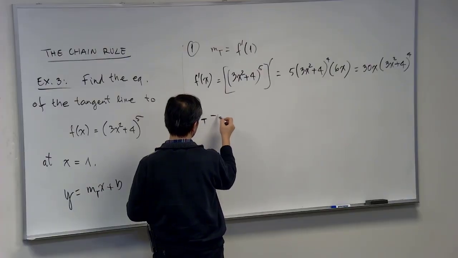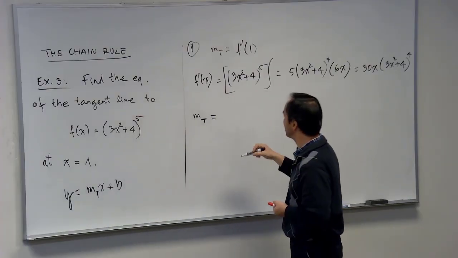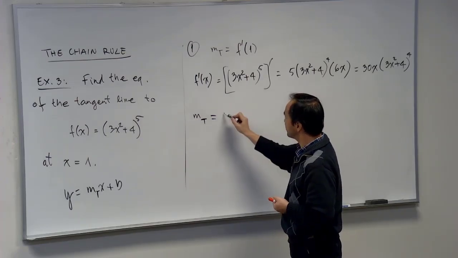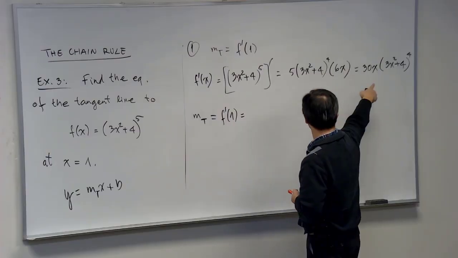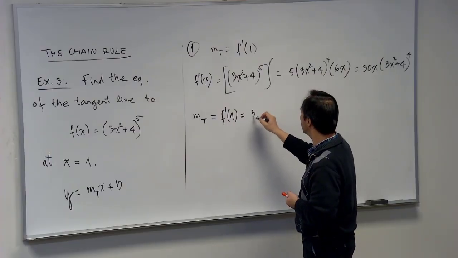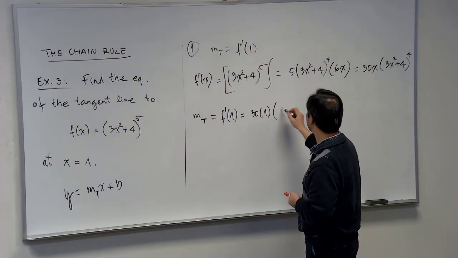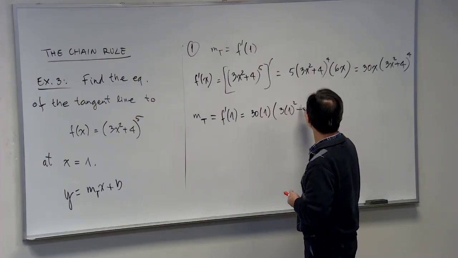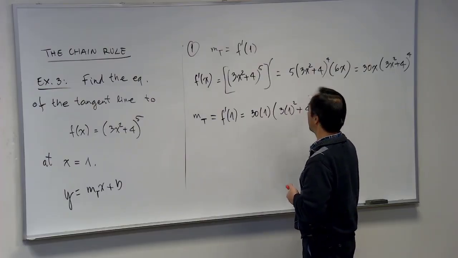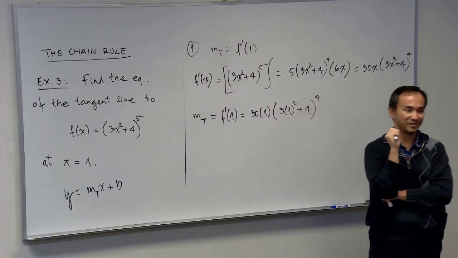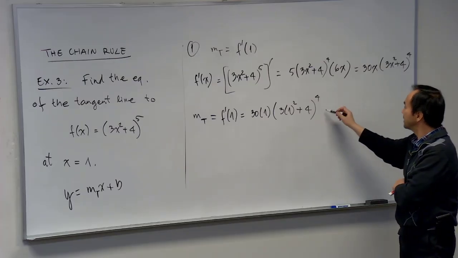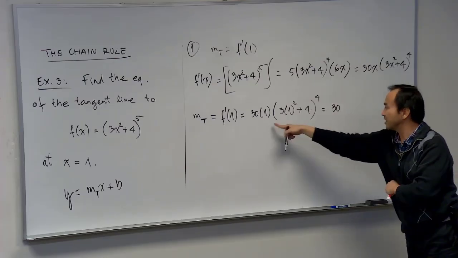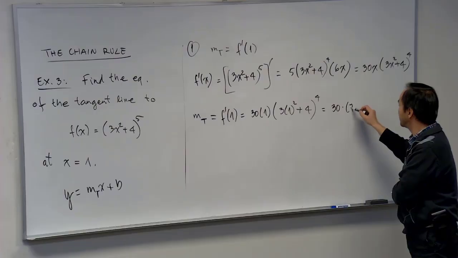And so now our slope of the tangent line here is going to turn out to be, again, let's remind ourselves, it's f prime of 1, right? So that means I'm going to substitute x equals 1 into this derivative. So there's 30 times 1, right, times (3 times 1 squared plus 4) raised to the 4th power. We all agree with that, okay? So that's making it a 30, right, out here multiplied with the 7 to the 4th power.